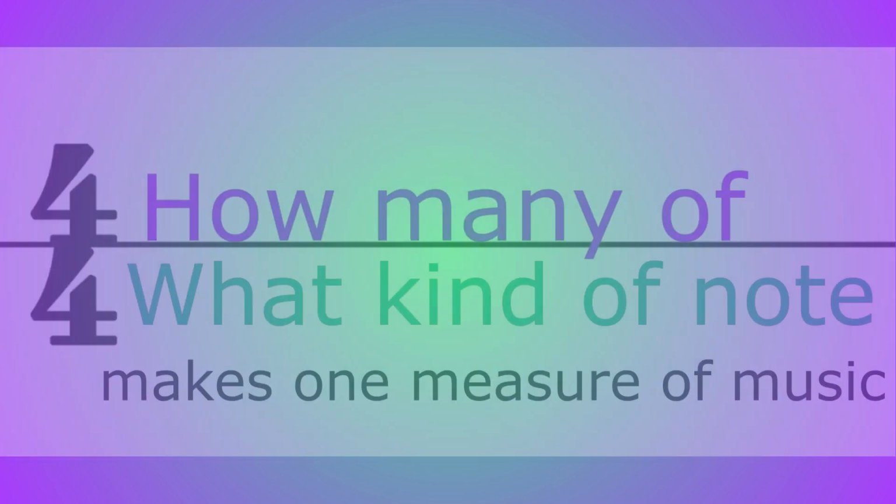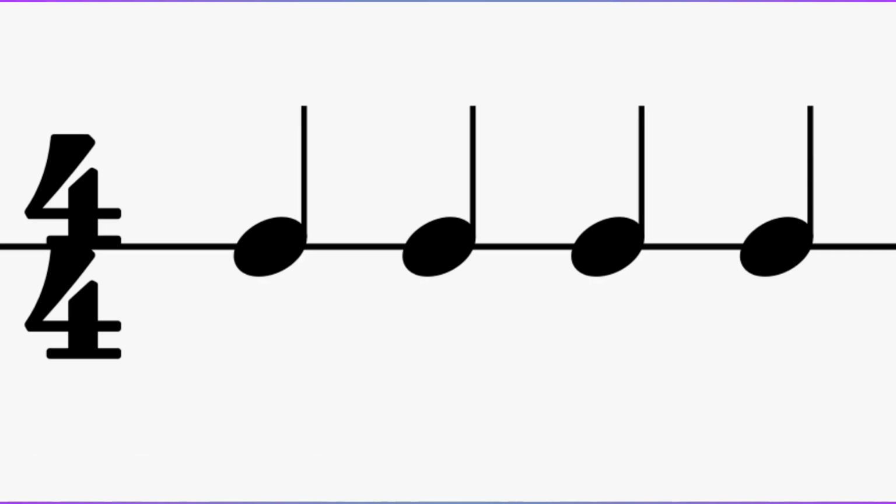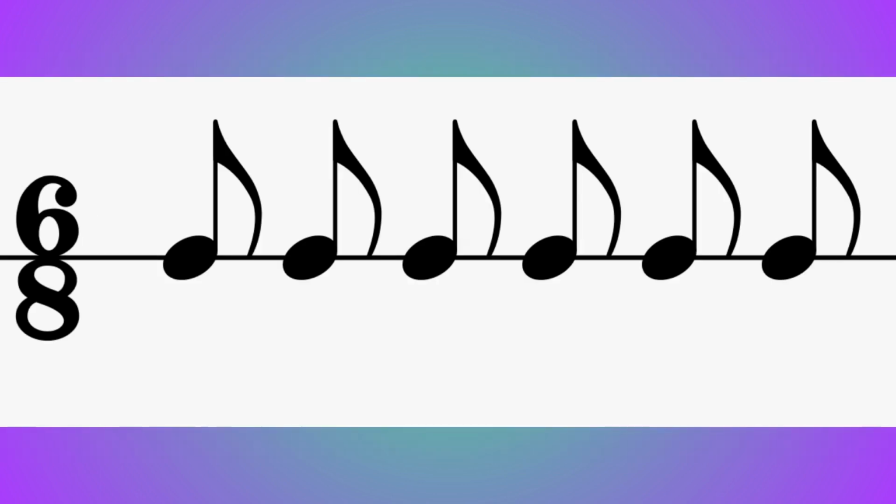Putting these 2 pieces of information together, let's practice just a couple of time signatures. Remember, the 2 numbers tell you how many of what kind of note makes one measure of music. So what would one measure of this time signature look like? It would look like this: 4 quarter notes. How about this time signature? Here's the answer: 6 eighth notes.